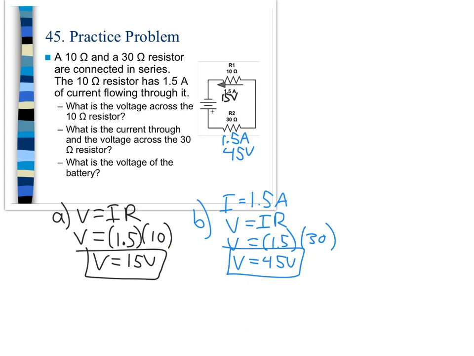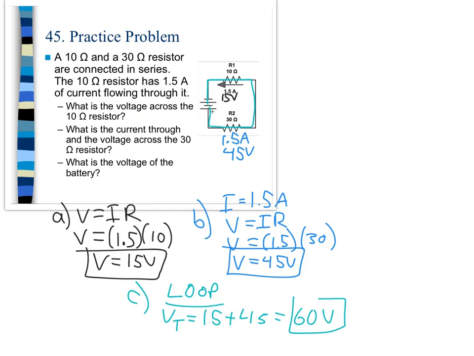The last question says, what is the voltage of the battery? And for that, I'm just going to use my voltage rule and think about the one loop that we have here. And so the voltage across each individual resistor must add up to the voltage of the battery. So I'm going to say the total voltage is just going to be 15 plus 45, or 60 volts.